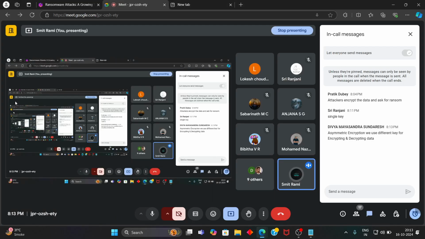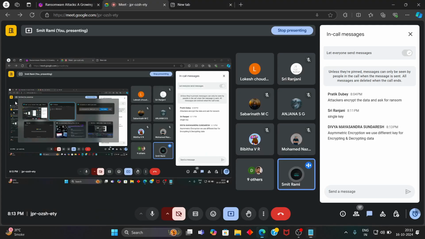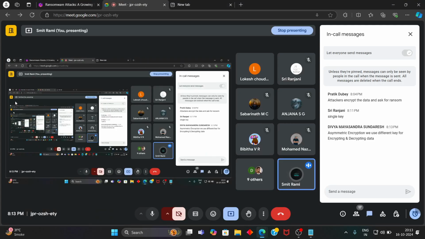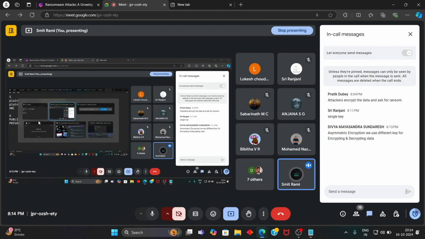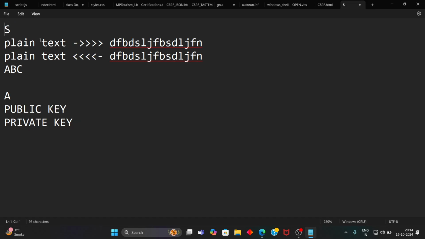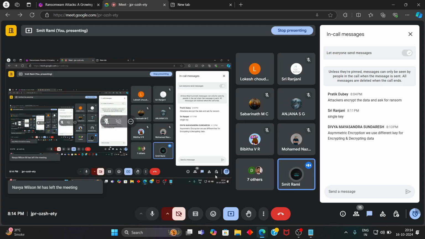Okay. So in symmetric encryption, we have a single key, and in asymmetric encryption, we have two different keys. First is a public key, let me type it, and another is a private key. The ransomware attack that we will be launching today for the demonstration will work on symmetric encryption. There will be a single key for both encryption and decryption.